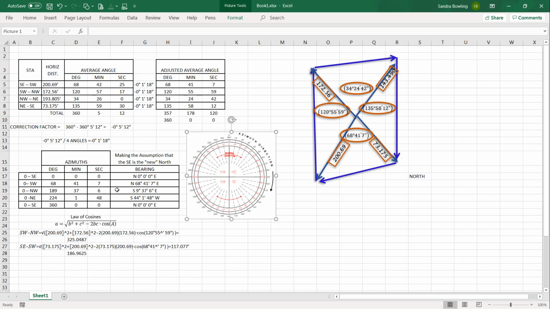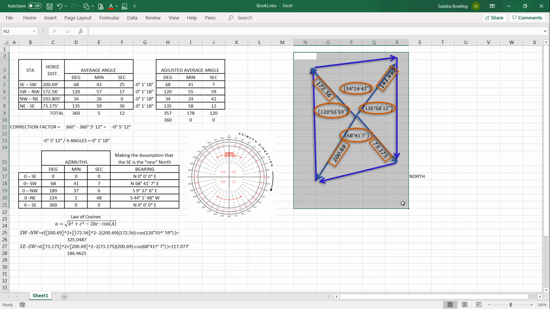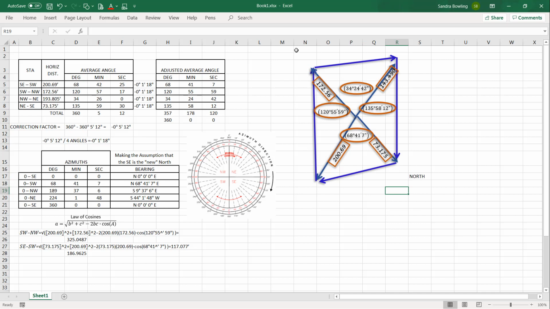To get my bearings, I now say, if this is my new north, my first angle would be in the northeast quadrant. So all I'm doing is now rotating this. I'm going to create this, see if I can create this as a block.